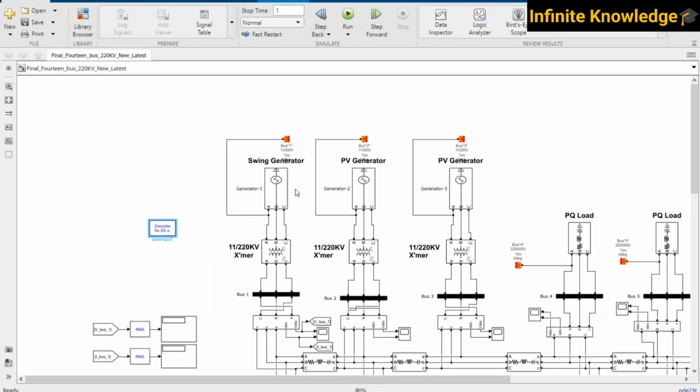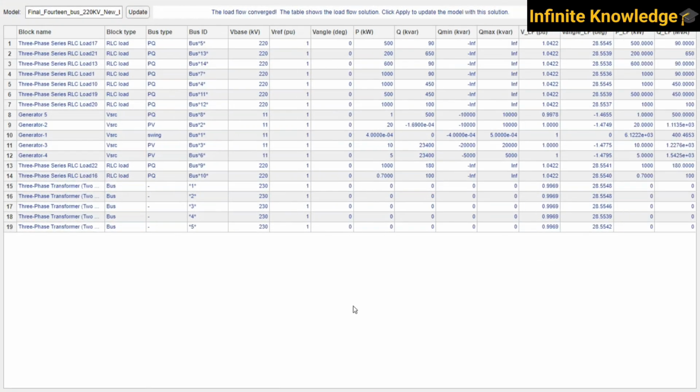I have corrected the names as per the bus names: bus 1, bus 2, bus 3. And if you go back to the load flow analysis, you can see generator 1, bus 1, we are getting this much active power and this much reactive power from generator 1. Same for generator 2, we are getting 20 kilowatt active power, and 1.1135 into 10 power 3, that is 1.11 kilowatt. So these are reactive power, not kilowatt.